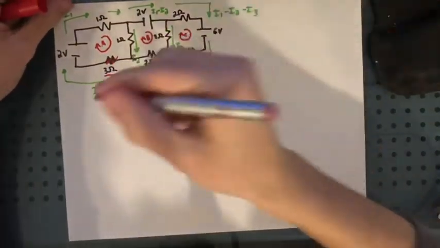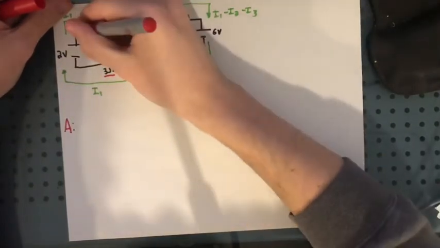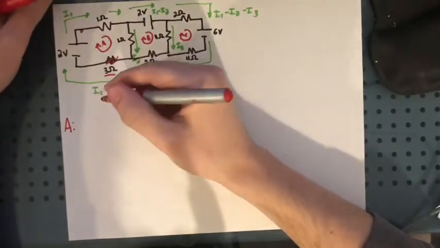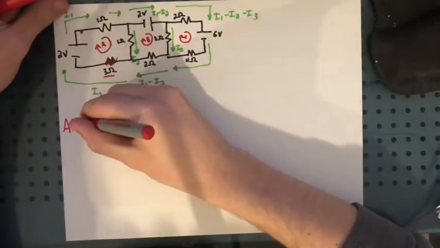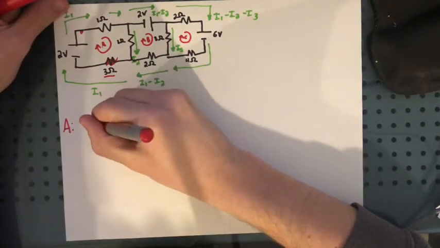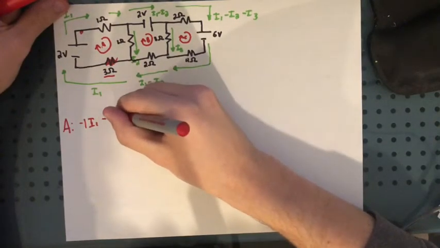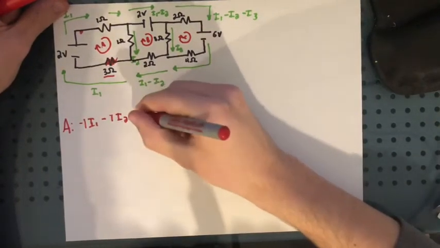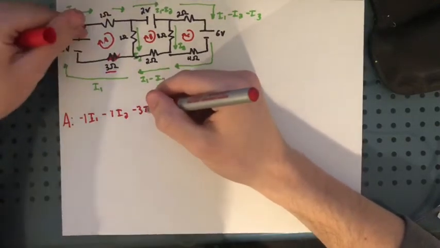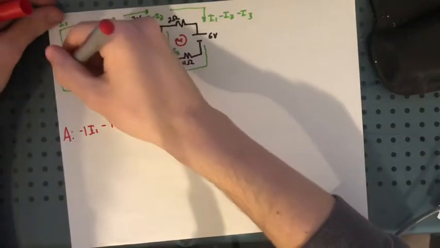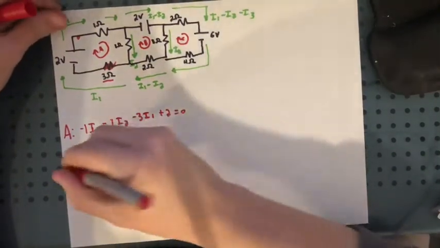So using that, we can say that for loop A, we're gonna start right here. So we have the voltage used up by each resistor, which is the current times the resistance. So we have negative 1 times I1, minus 1 times I2, then minus 3 times I1. And then when you go through a battery, you add the voltage if you go in through this side. So plus 2 is equal to 0.